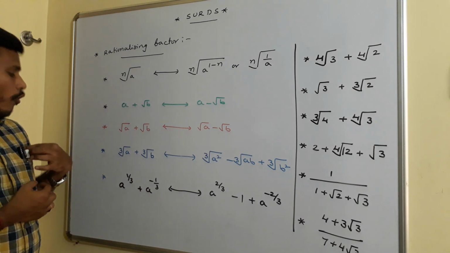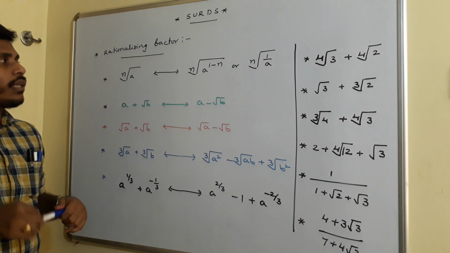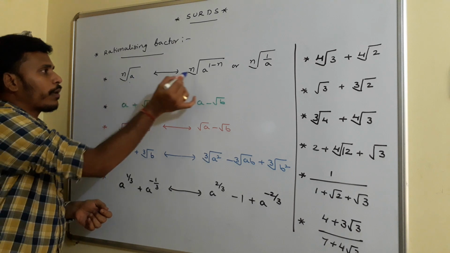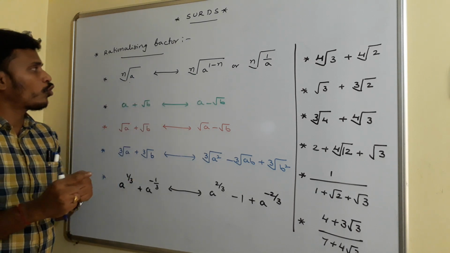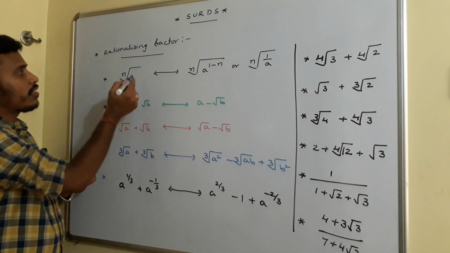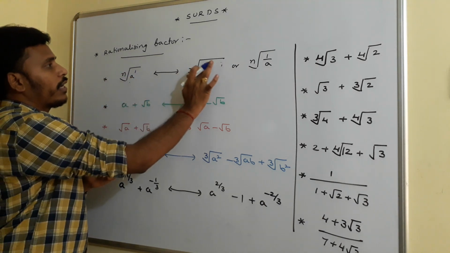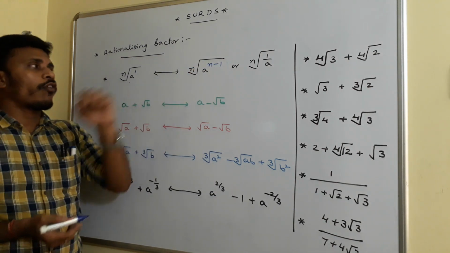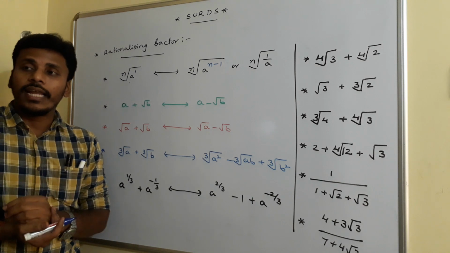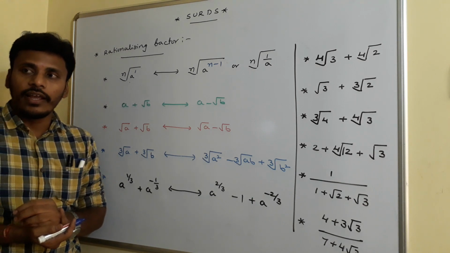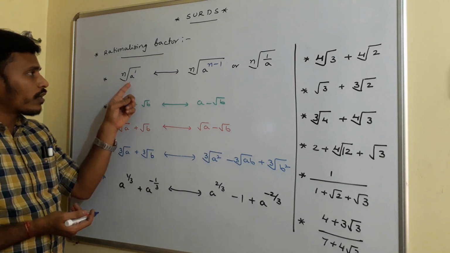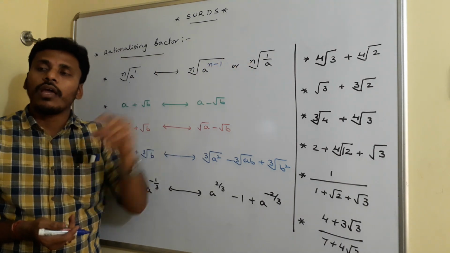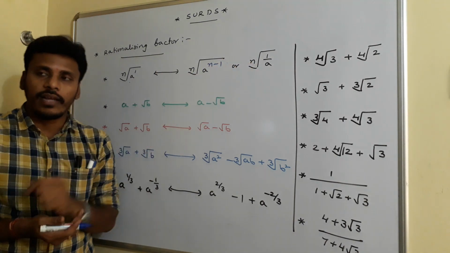If I give you nth root of a, then its rationalizing factor may be nth root of a power n minus 1. If you multiply nth root of a into nth root of a power n minus 1, you get nth root of a power n, and the answer is a rational number. So the rationalizing factor for this number is that, and the rationalizing factor for that number is this.